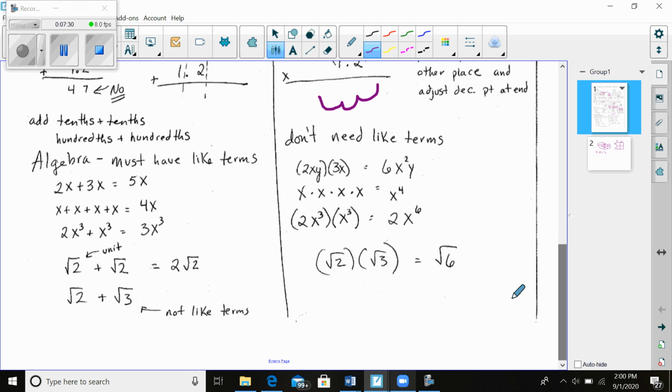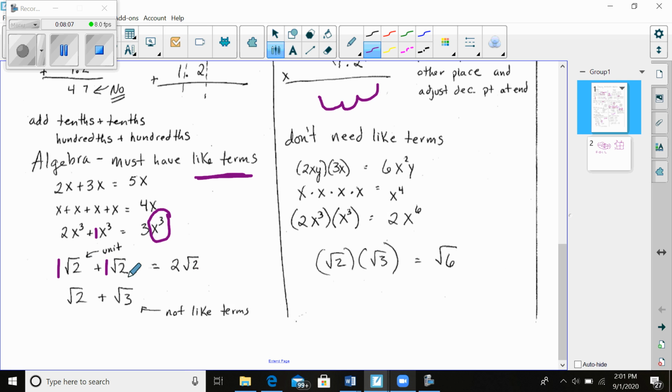But coming down here to some of the stuff we'll use more in our class, in algebra, right? If I am in algebra, I must have like terms, right? So 2x cubed plus x cubed is 3x cubed, right? The unit, my unit is x cubed, the unit stays the same at the end, right? Same thing with radicals. These could be considered like terms. I'm adding 1 radical 2 plus another 1 radical 2. In the end, I have 2 radical 2.